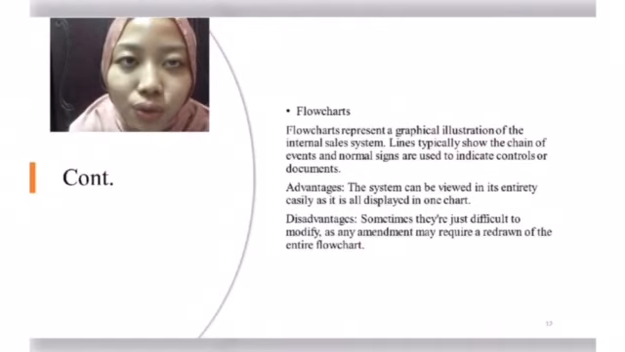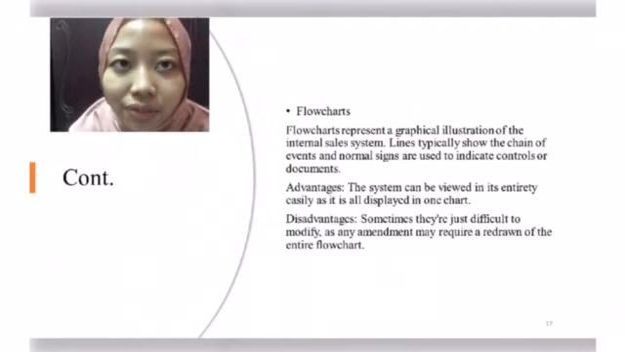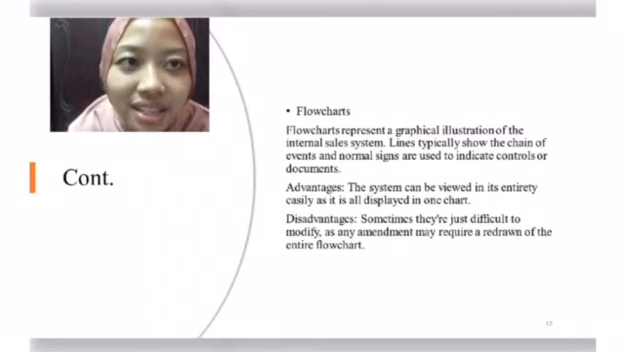The advantage of using the flowchart is the system can be viewed in its entirety easily, as it is all displayed in one chart. The disadvantage of using the flowchart is sometimes they are difficult to modify, as any amendment may require redrawing the entire flowchart.